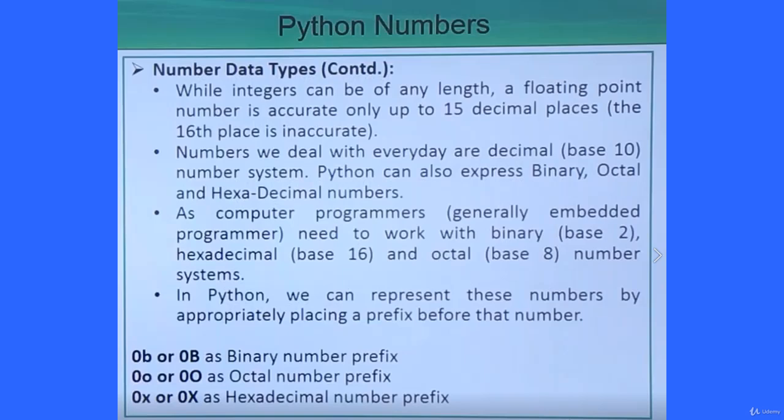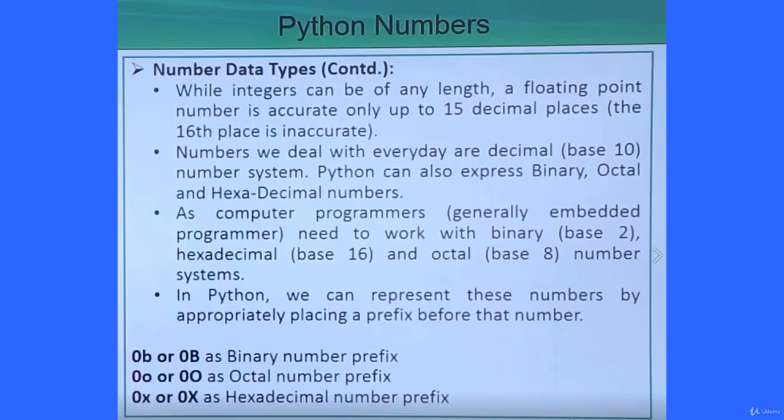Numbers we deal with every day are decimal, that is the base 10 number system. Python can also express binary, octal and hexadecimal numbers. As computer programmers, generally embedded programmers, need to work with binary. The binary number system has base 2, hexadecimal is base 16, and octal is base 8.